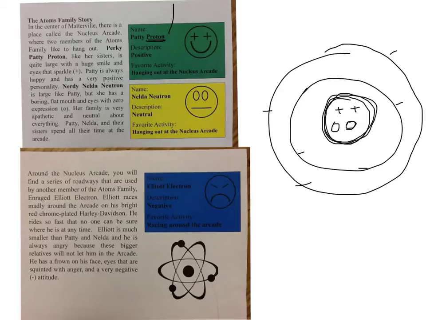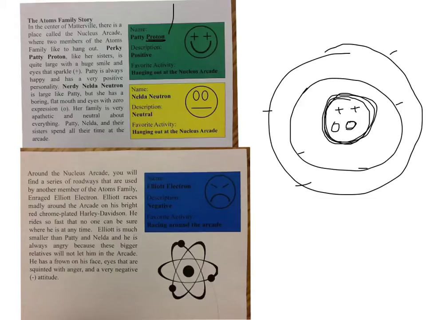So here we go. We have an atom, right? We have positive protons and neutrons in the nucleus. Negative, well, neutrons are negative. I'm sorry, I said that wrong. Neutrons are neutral. They don't have any charge at all, excuse me. So we have positive protons in the nucleus, neutral neutrons in the nucleus, and then running around the arcade on the outside are negative electrons.